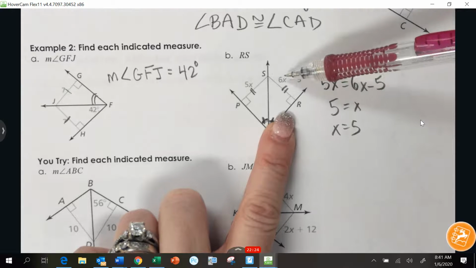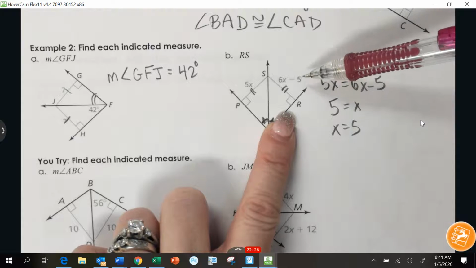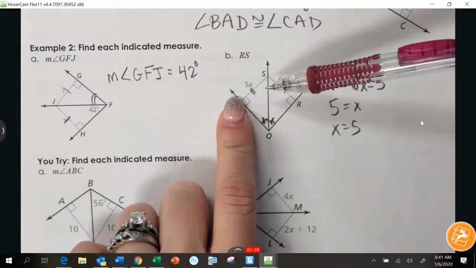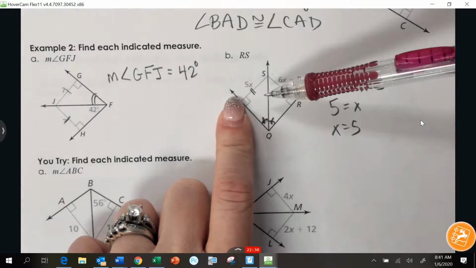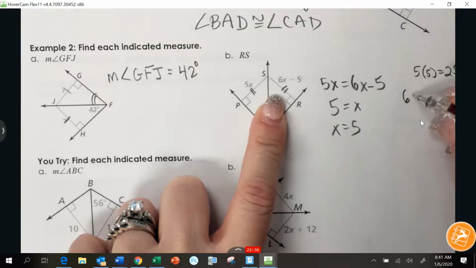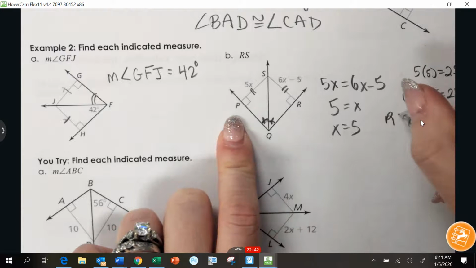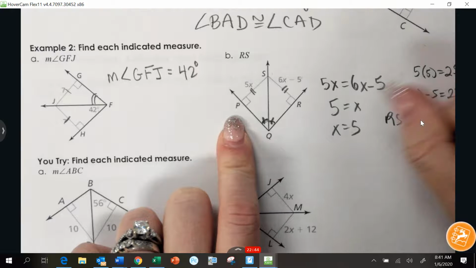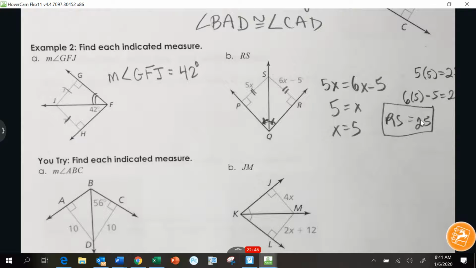Do I have to plug it in 6x minus 5? Could I plug it in 5x? Why? It should be the same answer, right? I'll just do both of them just in case. Yeah. So RS is 25. That's one way to just check your answer and make sure that you're doing it correctly. If you're unsure of yourself, they should be the same answer.